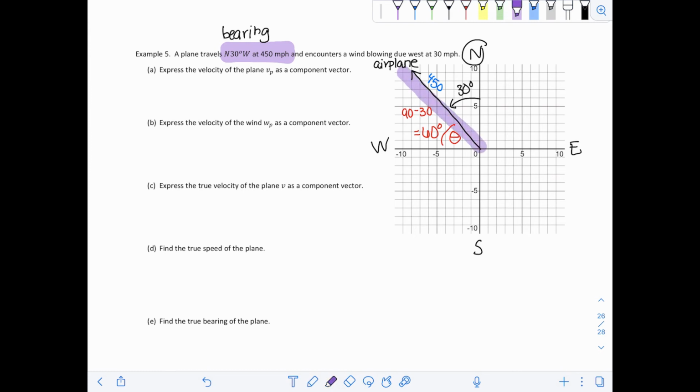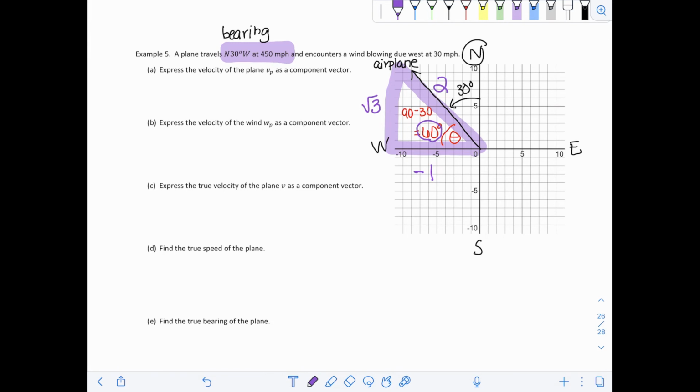So let's say this is our airplane triangle here, and 60 degrees is the angle we're working with. I know that the magnitude is 450. For now I'm going to erase this 450 because I'm just writing our regular special triangle for 30, 60, 90 degrees here. So I have 1, square root of 3, and 2. First we want to express the velocity of the plane as a component vector.